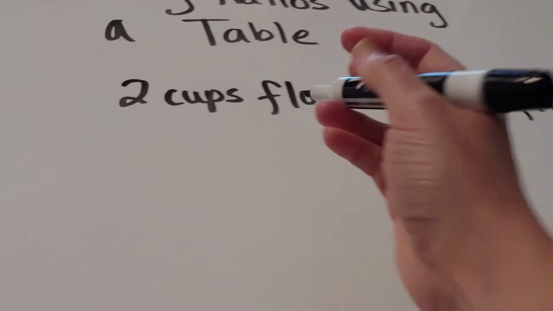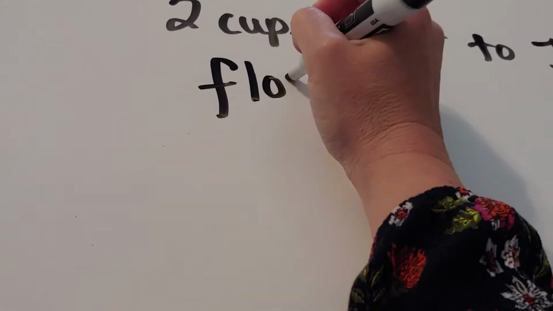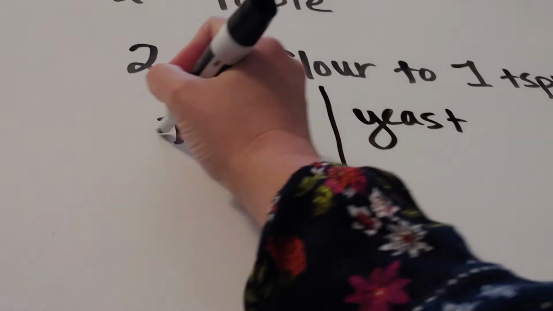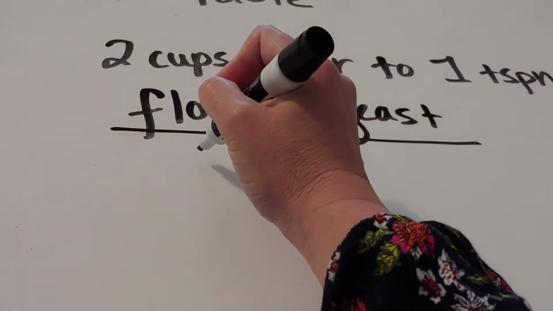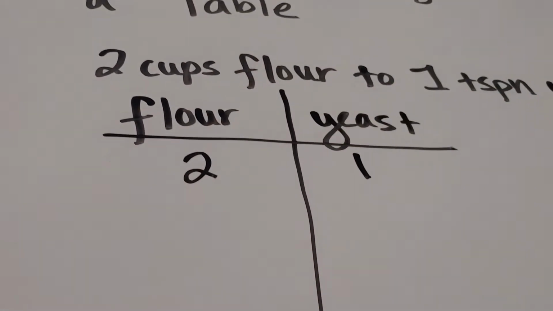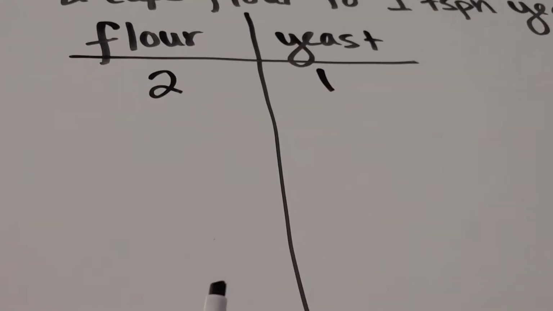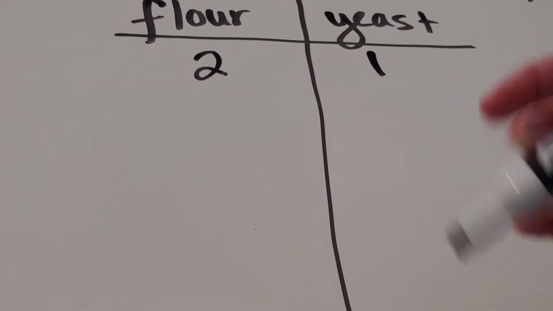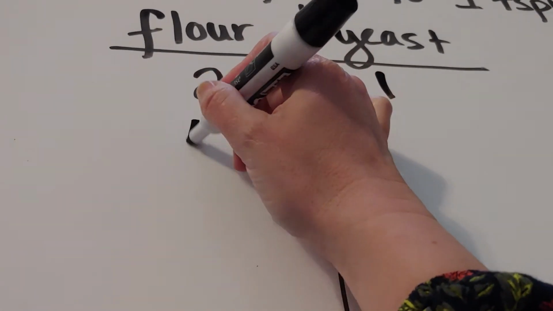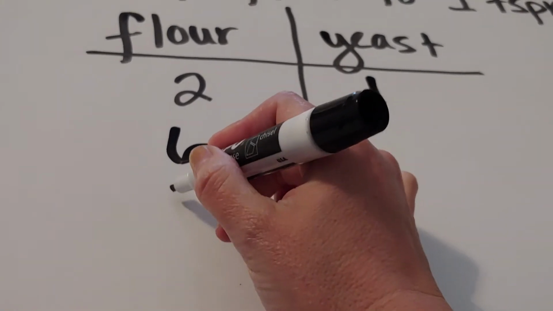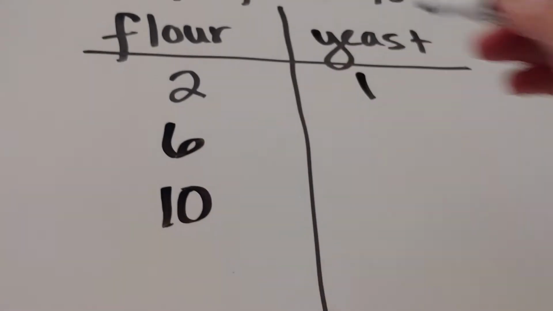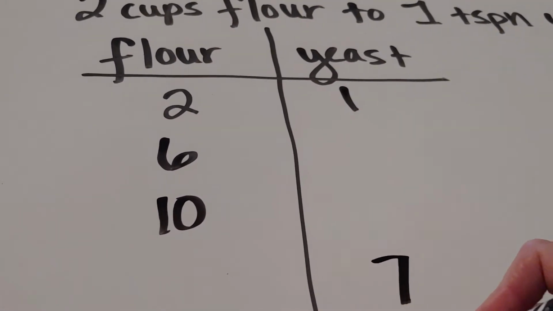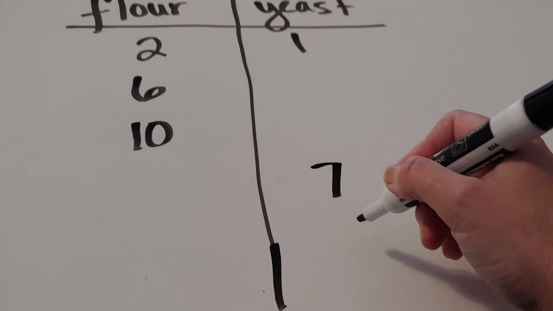So probably what we would do is we would just create a table, flour, yeast, and start with our first relationship we know, which is 2 and 1. Okay, and a lot of the Common Core textbooks, what they'll have for this is they'll have a partially filled in table and then ask students to fill in the other part. So they might have, for example, 6, maybe they have 10, maybe they have 7, and maybe they have, I don't know, 9.